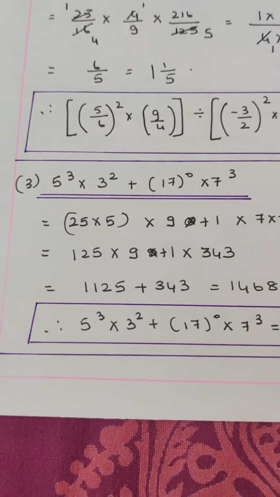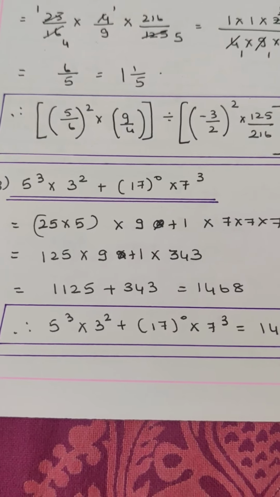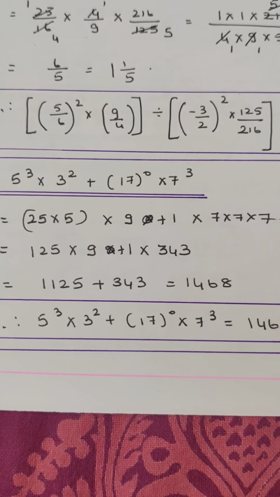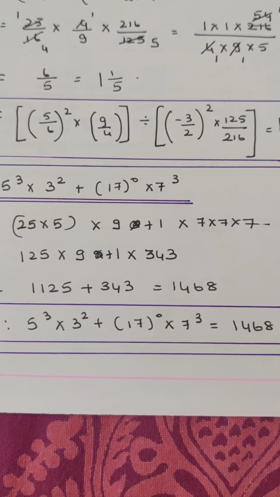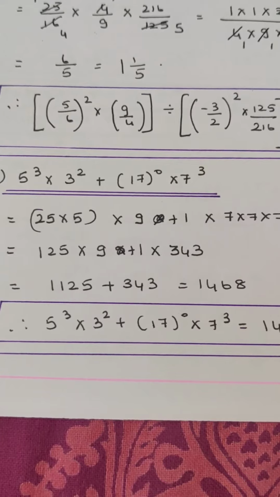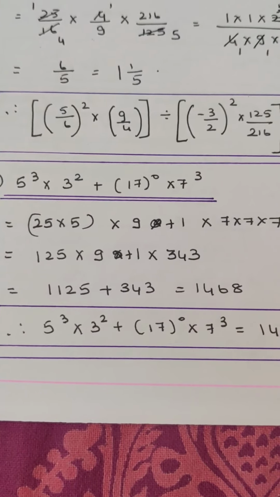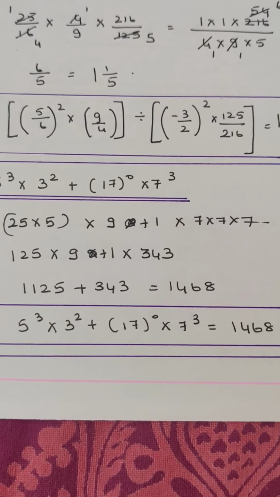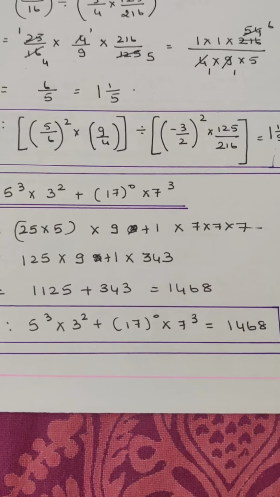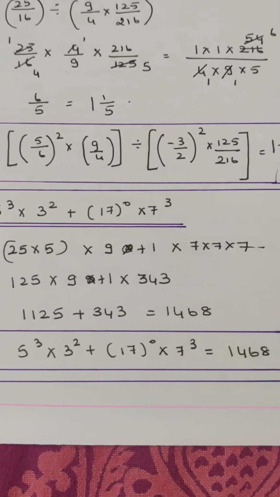Next one is pretty simple. 5 cube into 3 square plus 17 to the power of 0 into 7 cube. 5 cube is 25 into 5, into 9, plus 1. 17 to the power of 0 is 1, into 7 into 7 into 7. So it becomes 125 into 9 plus 1 into 343. 125 into 9 is 1125 plus 343, that is 1468. Therefore the answer is 1468. I'm just pausing for some time for you to see the calculation. Isn't it simple? Yes, it is pretty simple.